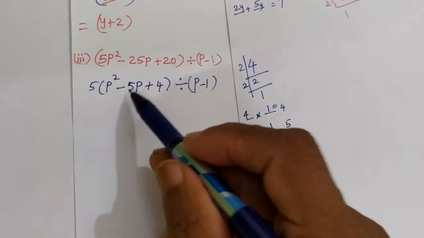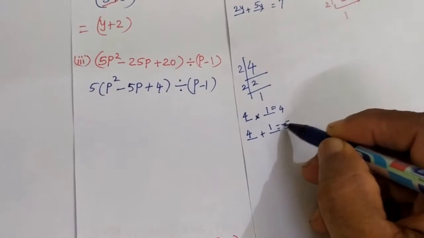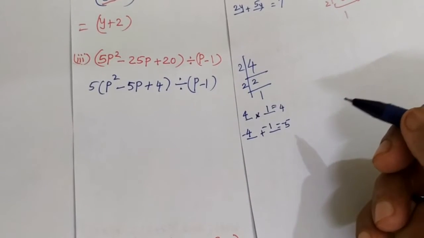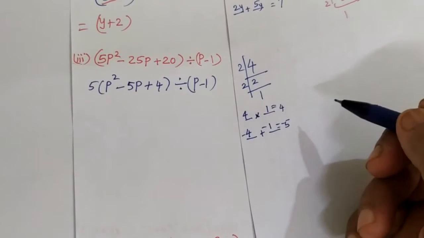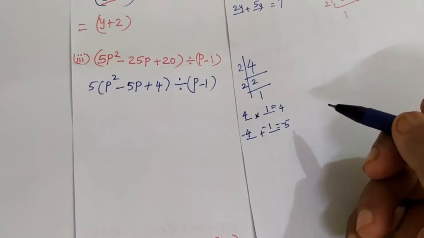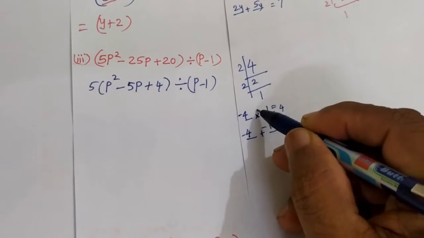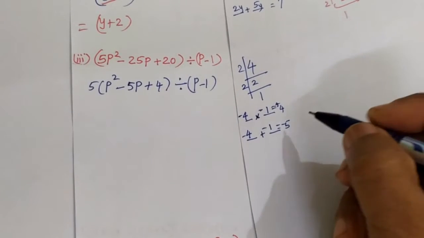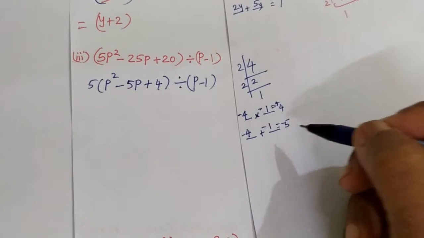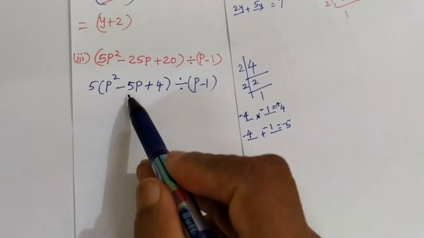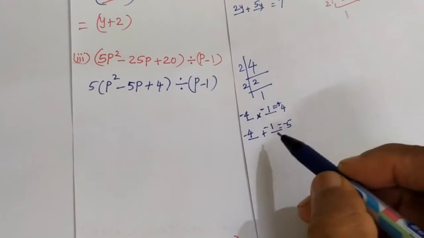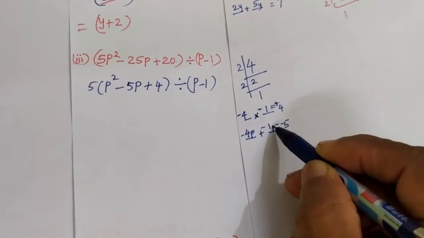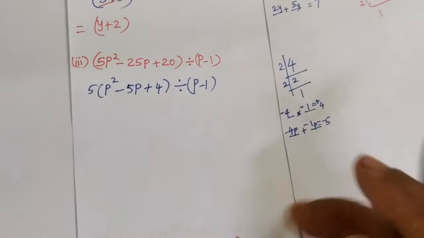and 4 plus 1 is 5. Now how is it possible? You have to get minus 5. So it is minus 4 minus 1. Minus into minus is plus, and minus 4 minus 1 is minus 5. So this is the combination. So we are going to split this minus 5p into minus 4 minus 1, that is minus 4p and minus p.